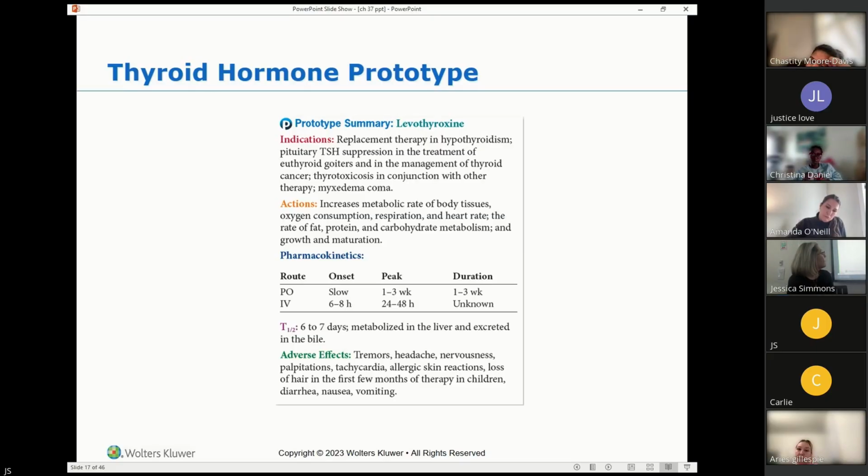So adverse effects include tremors, headache, nervousness, palpitations, tachycardia, allergic skin reactions, loss of hair in the first few months of therapy in children, diarrhea, nausea, vomiting. Most of the adverse effects are from hyperthyroidism. Right? So it said there's not a lot of adverse effects if the dose is correct, because that means your body and your metabolic rate are actually working at what they're supposed to be.